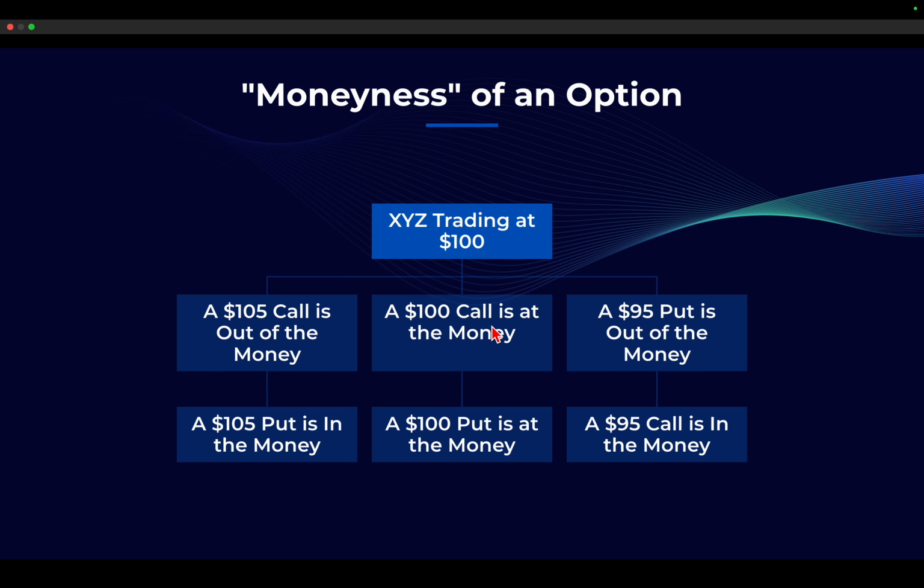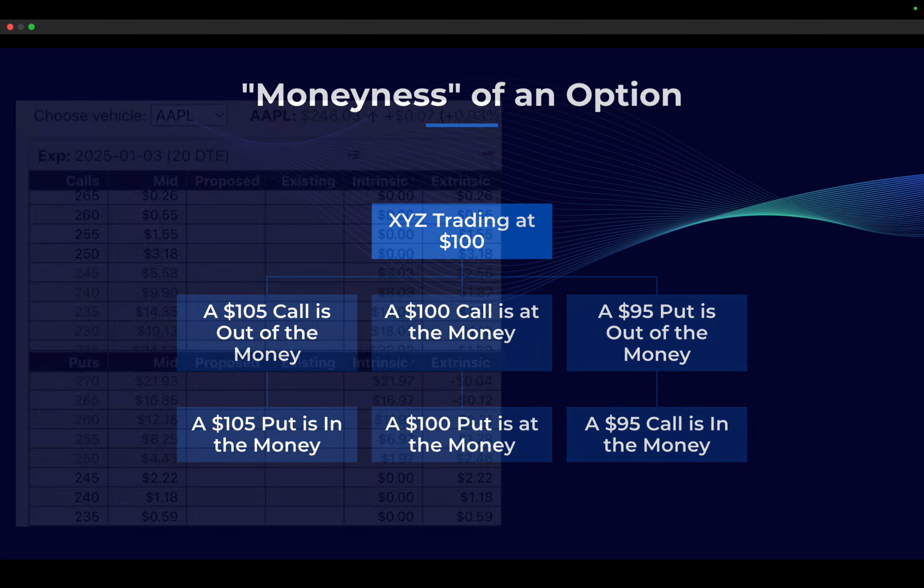Again, if XYZ stock is trading at 100, well, a 105 call is out of the money. A 105 put is in the money. Again, trading at $100, a 95 put is out of the money. A 95 call is in the money.